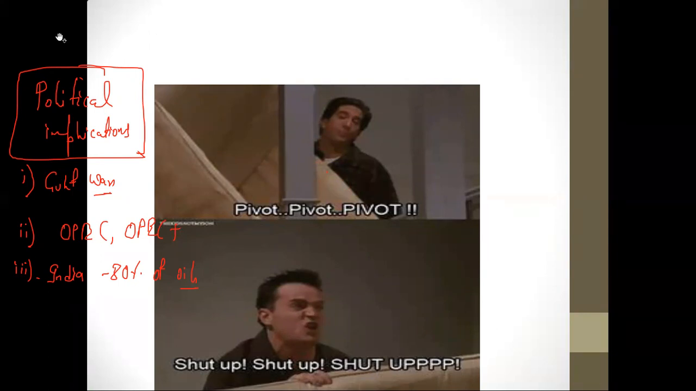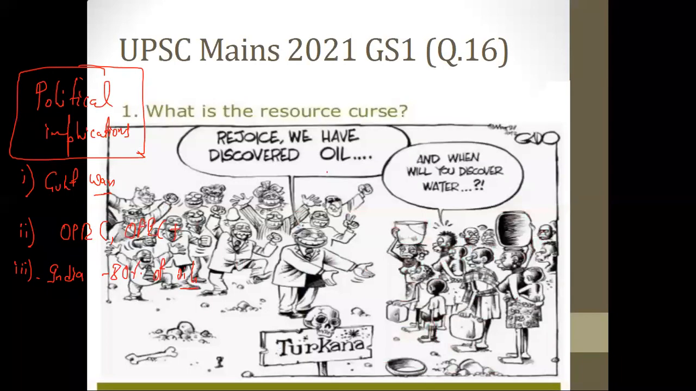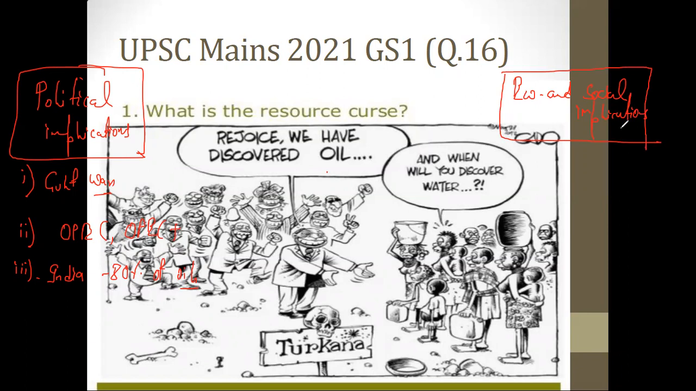Okay, let's move on. I just told you that these are some points you will talk about when discussing the political implications. Then you have to come to the next part, economic and social implications. I've talked with many of my students, and many of them have written very good answers, but very few of them have talked about resource curse or Dutch disease.